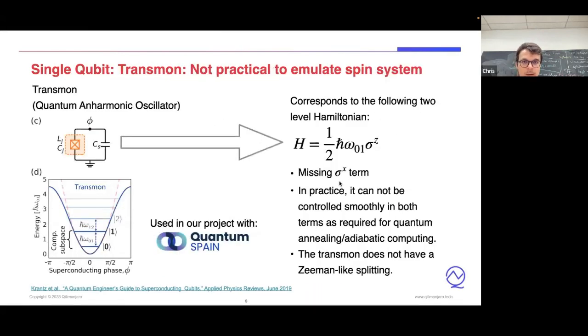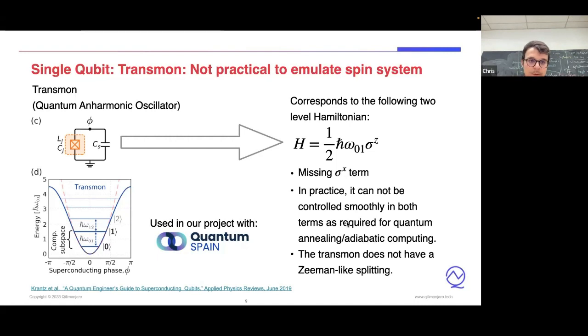Okay. But even though the transmon is a qubit, and at Qilimanjaro we also use it for the Quantum Spain project at the Barcelona Supercomputing Center, this is not what we are looking for to do annealing to emulate the spin system. Because when you do this process which I sketched out before, you find a Hamiltonian which has only the Z term and the X term missing, and there are ways to trick around to find the X term with some controls, but you never find a smooth control of the X and Z terms, which are required for annealing.